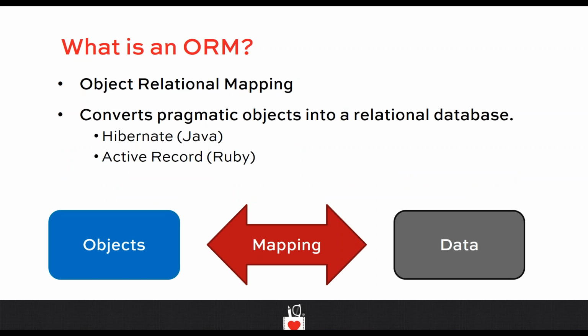First off, before we start on Entity Framework, we have to talk about some of the underlying architecture of what Entity Framework is, and that is basically an ORM. And what is an ORM, you ask? An ORM stands for Object Relational Mapping, and very simply converts programmatic objects into a relational database, right?